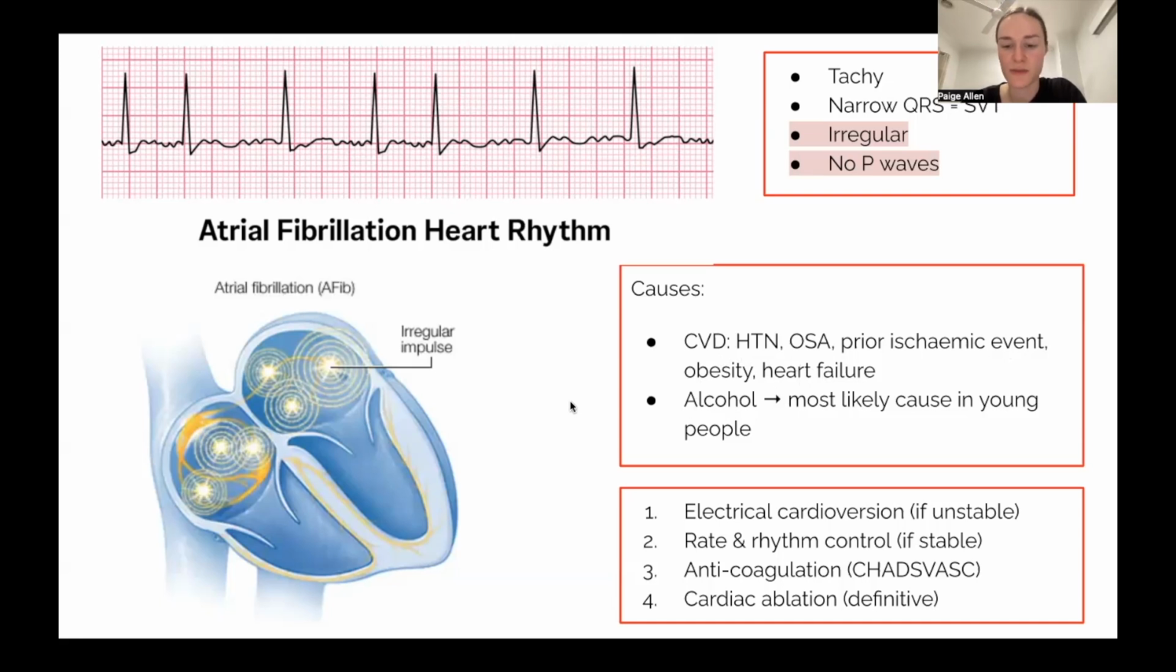In terms of the management, these are the basic principles, and I'll go into them in more detail. But if they're hemodynamically unstable, you have to definitely electrically cardiovert them. If they are stable, you will be considering your rate and rhythm control. For anyone that has AF, you have to think about anticoagulation, and then the definitive treatment for it is cardiac ablation.